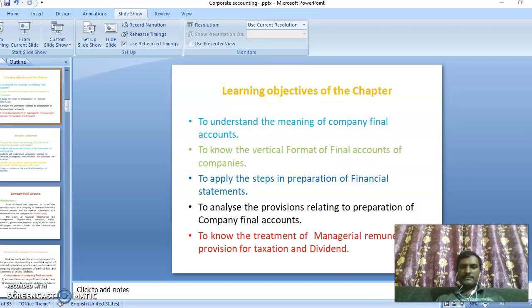Dear students, the learning objectives of this chapter are to understand the meaning of company final accounts, to know the vertical format of final accounts of companies, to apply the steps in preparation of financial statements, to analyze the provisions relating to preparation of company final accounts, and to know the treatment of managerial remuneration, provision for taxation, and dividend.